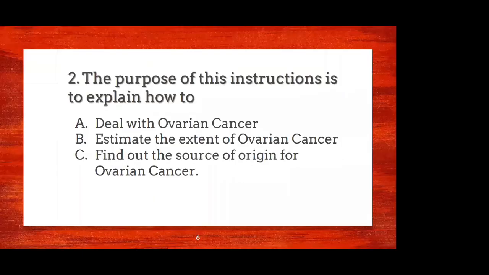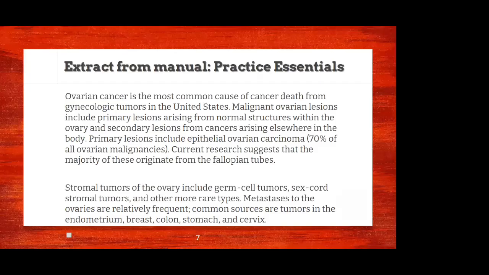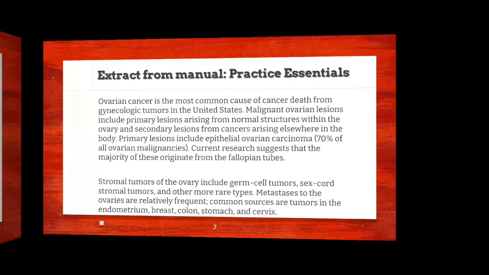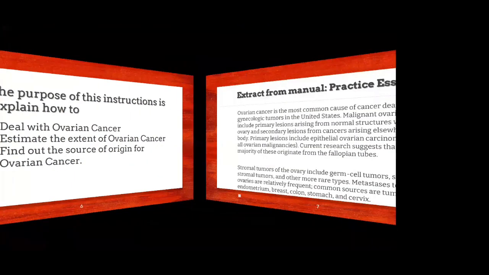Here, it suggests common sources are tumors in the endometrium, breast, colon, stomach, and cervix. Okay, find out the source. How to find out the source? Just read the full sentence and find out the answer. The purpose of this instruction is to explain how to find out the source of origin for ovarian cancer. B is the right answer.